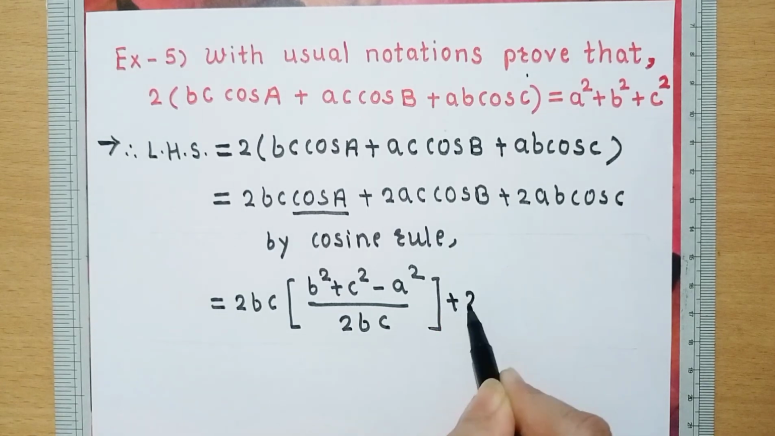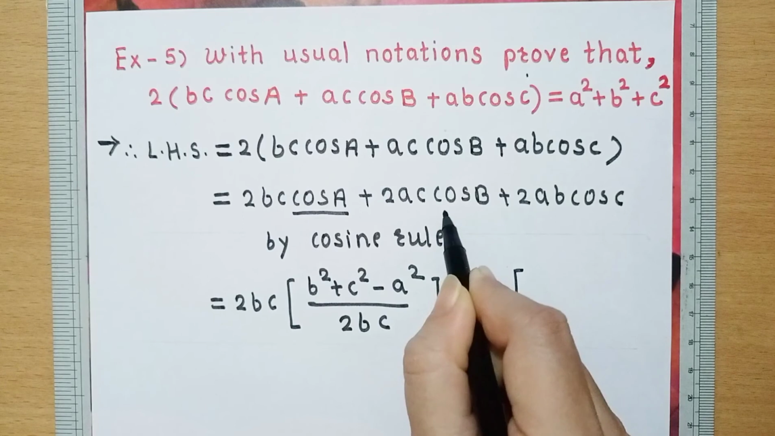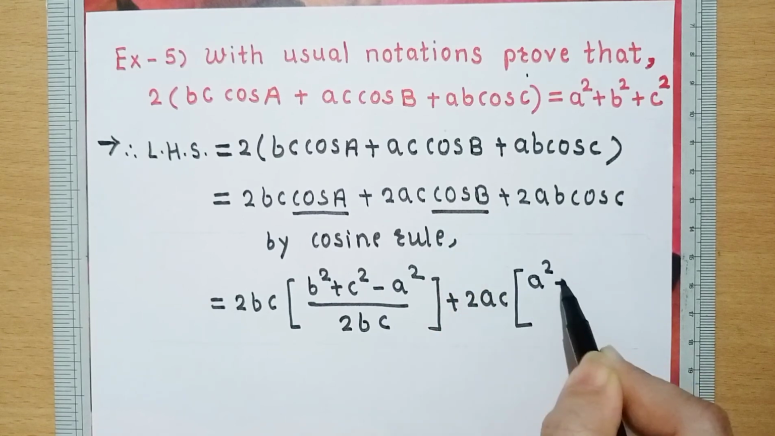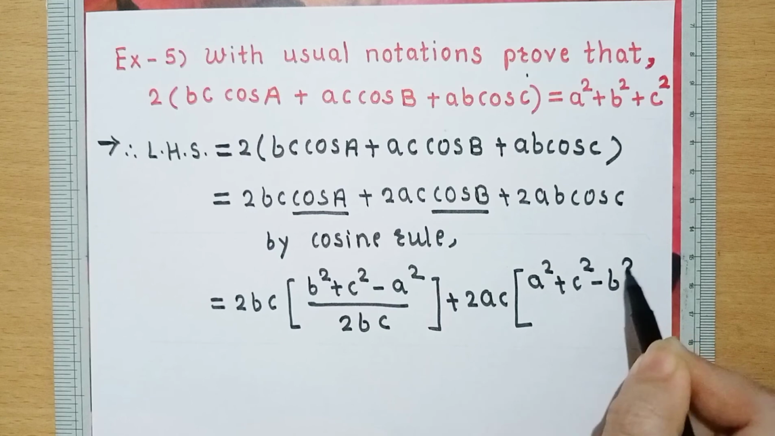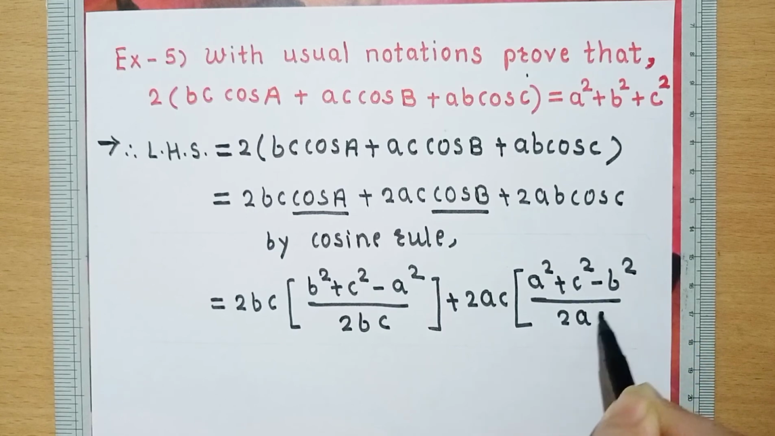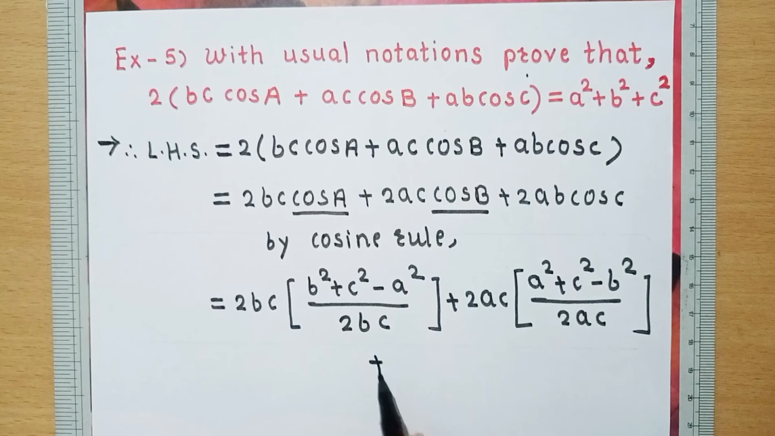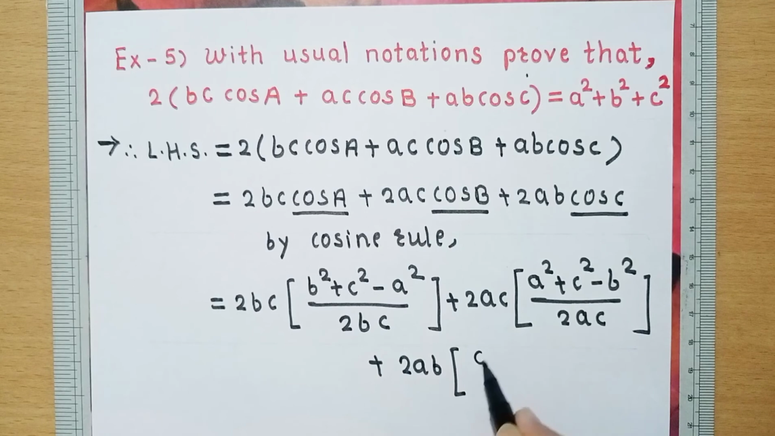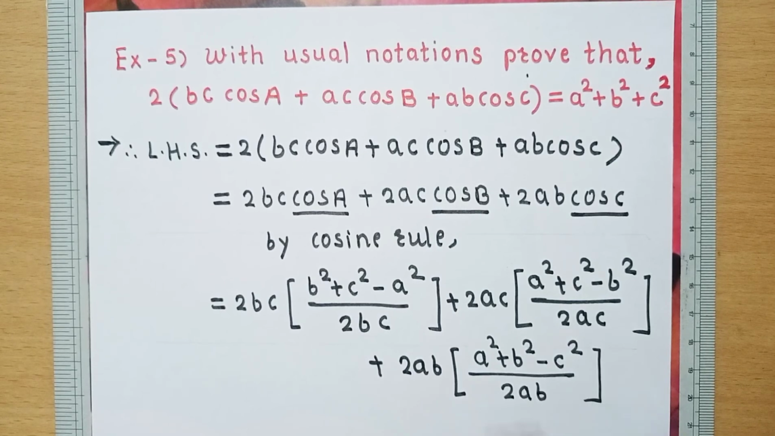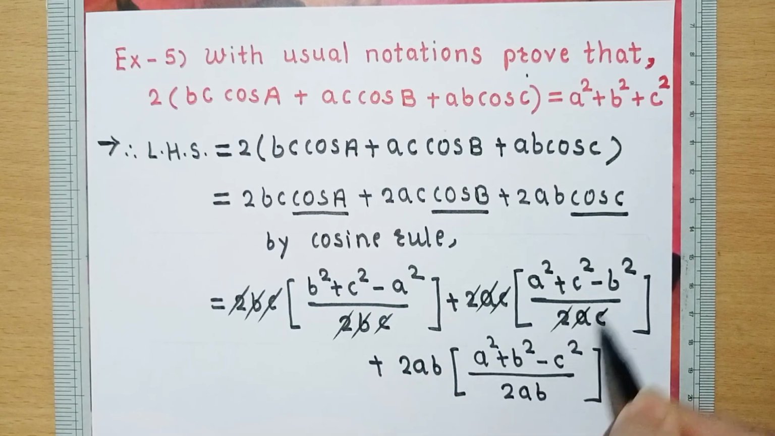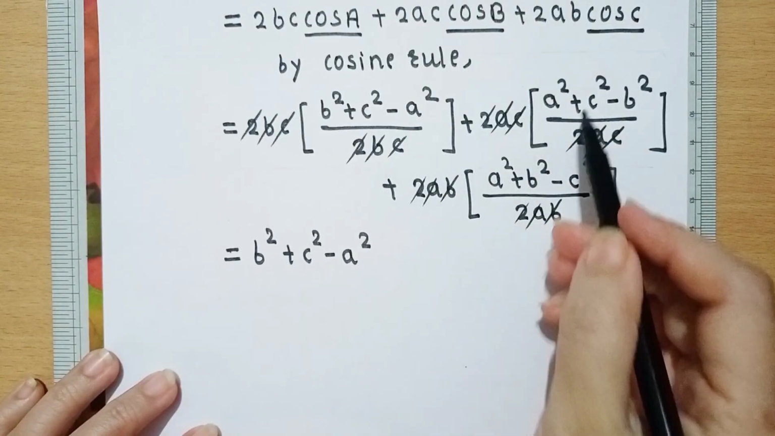Same we will write here twice ac, and for cos b means a square plus c square minus b square upon twice ac, and plus twice ab, and cos of c means a square plus b square minus c square upon twice ab. And so now twice bc gets cancelled, twice ac also gets cancelled, twice ab also gets cancelled. Now add up these three things.